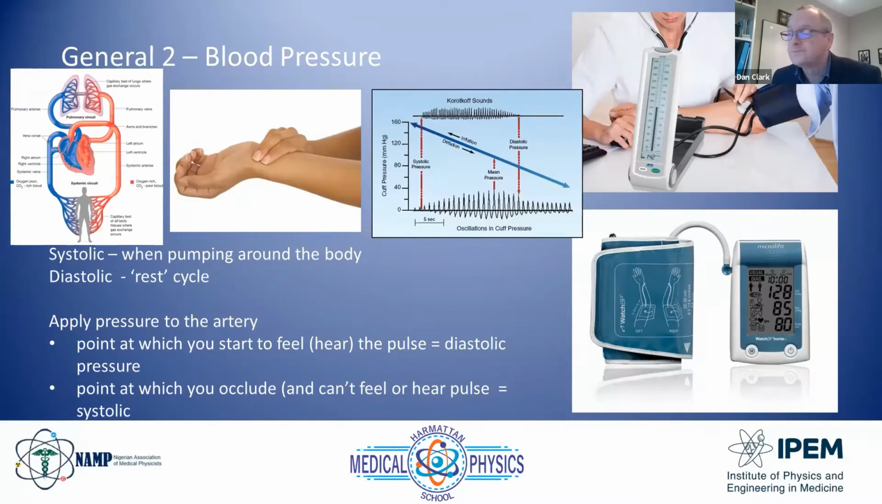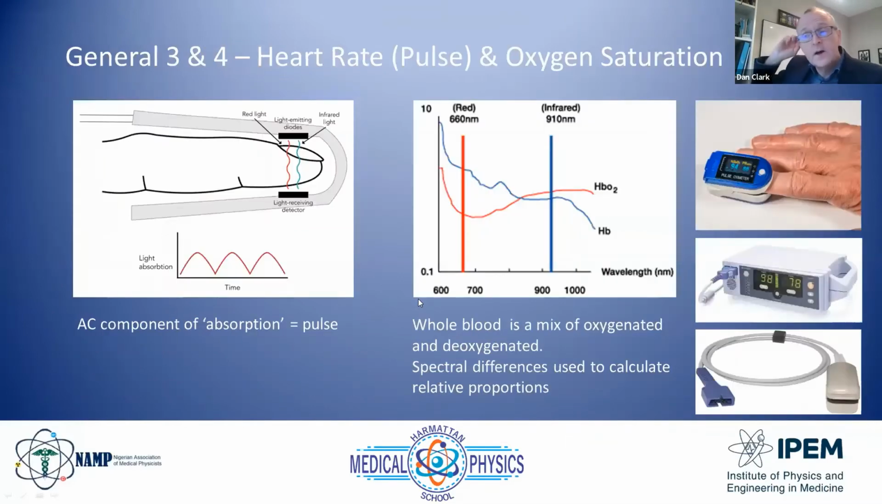So that's the second vital sign that hospitals often have. The third and the fourth were heart rate or pulse, and oxygen saturation. How much oxygen is there in the blood as it's in the body? Again, two very important parameters for healthcare staff to be aware of when looking after patients.